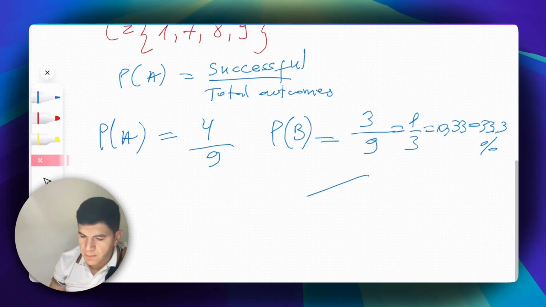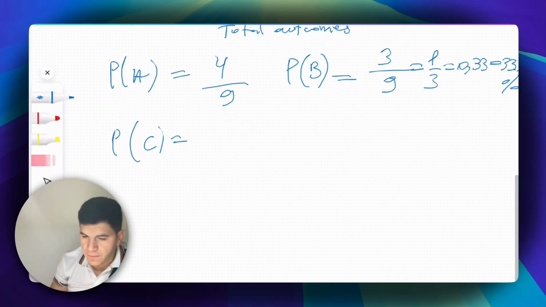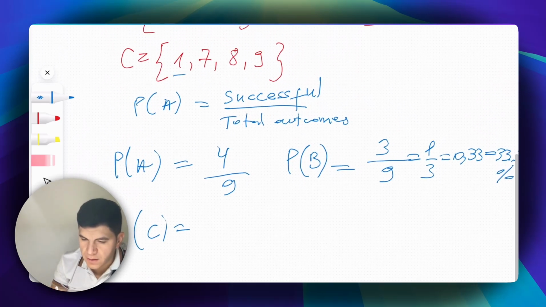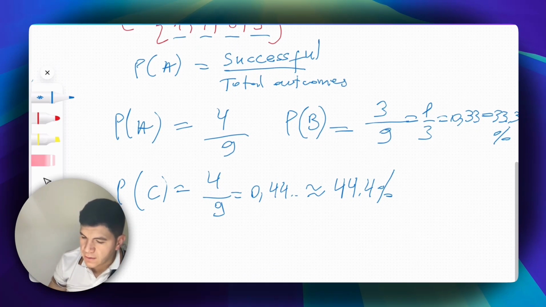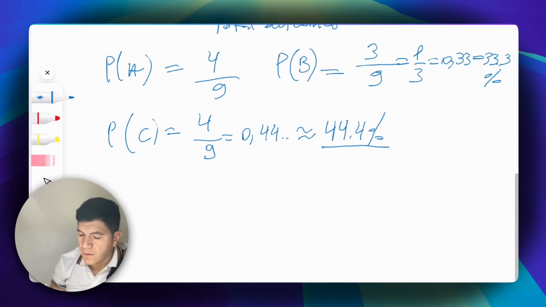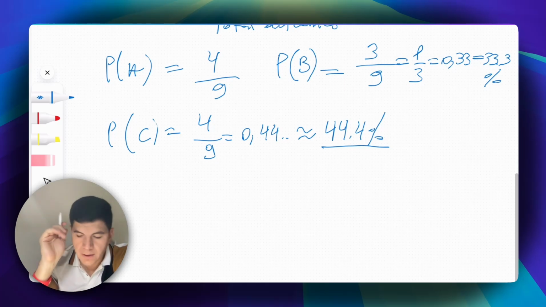So what is it going to be for event C? Again, we count the number of elements in C. What we have here is 4. So it's going to be 4 divided by 9. Again, we get 4 repeated; rounding up, we have 44.4%. So again, how we interpret the result: we have a 44.4% chance of event C happening.